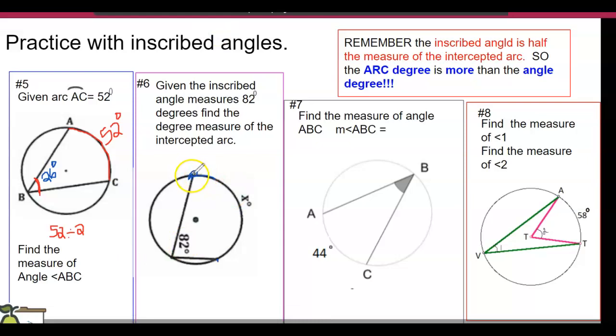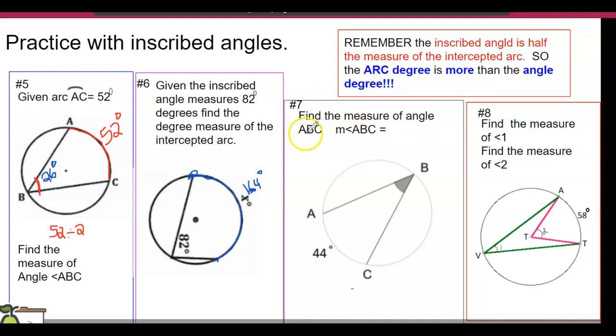So I'm going to trace the intercepted arc. That's this arc right here. So you should have done 82 times 2, and you should have gotten 164. So the measure of this arc is 164 degrees. Go ahead and try number 7.